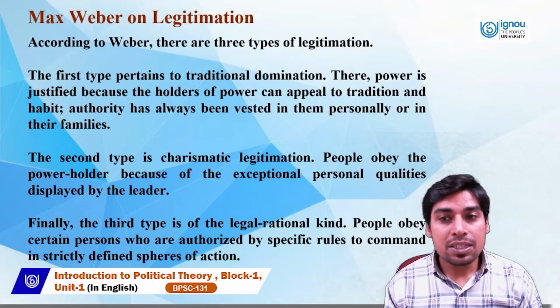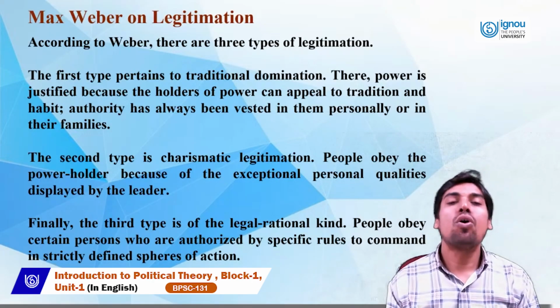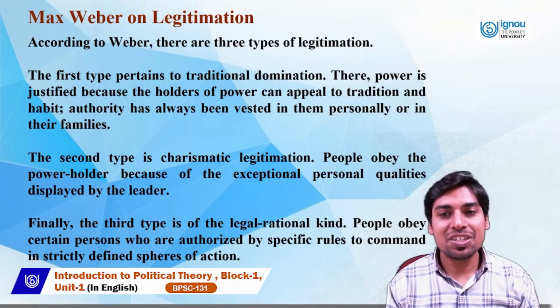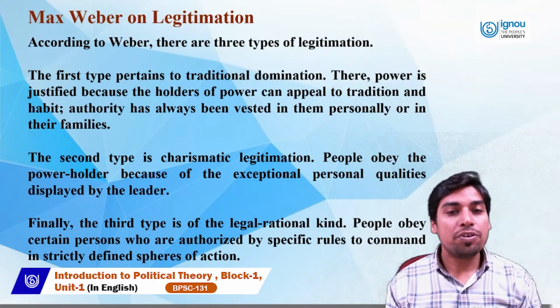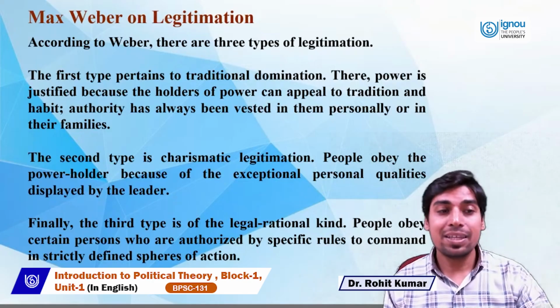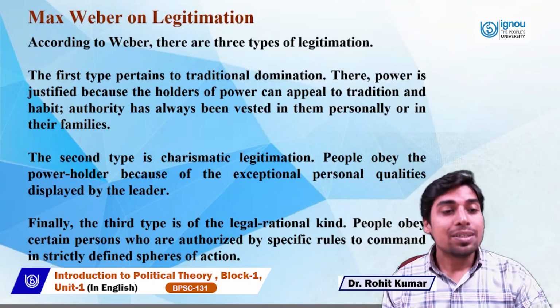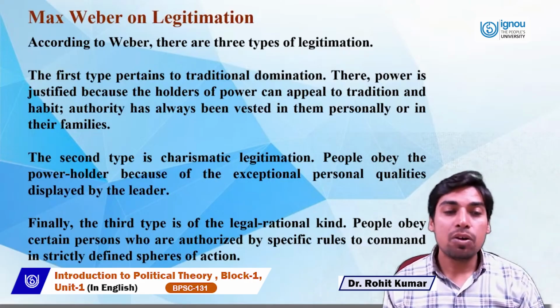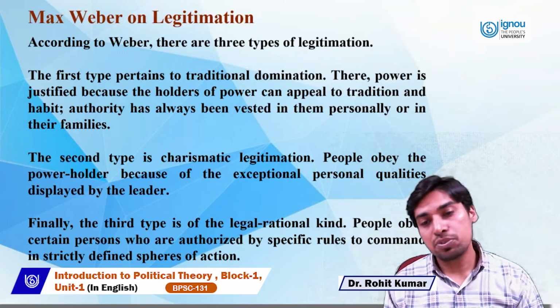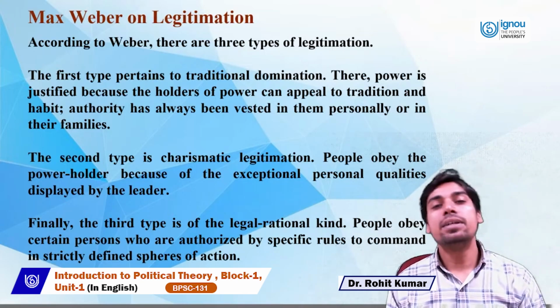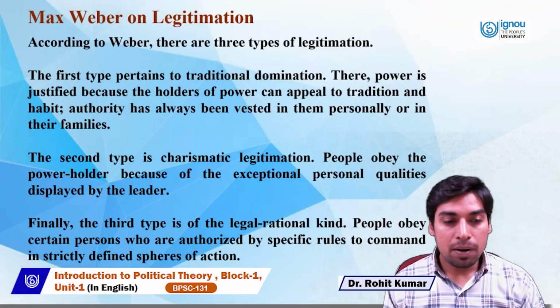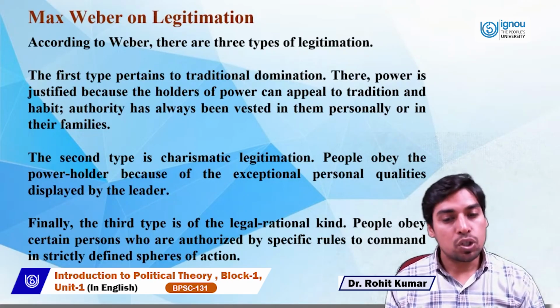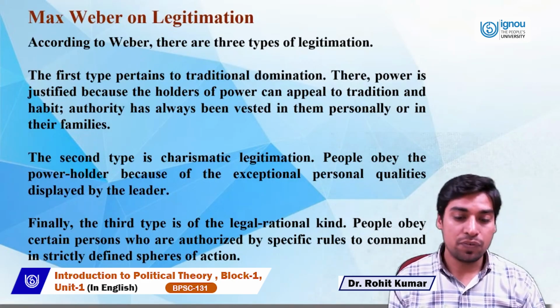First, traditional domination: power is justified because the holders of power can appeal to tradition and habits, and authority has always been vested in them personally or in their families. The second type is charismatic legitimation: people obey the power holders because of the exceptional personal qualities displayed by the leaders. Finally, the third type is the legal rational kind: people obey certain persons who are authorized by specific rules to command in strictly defined spheres of action.